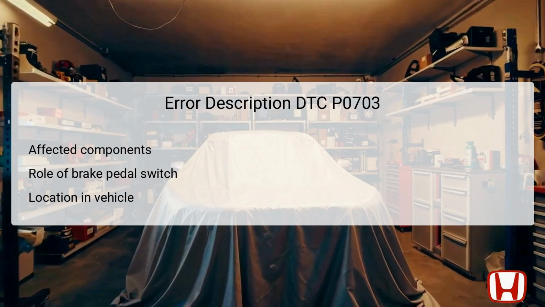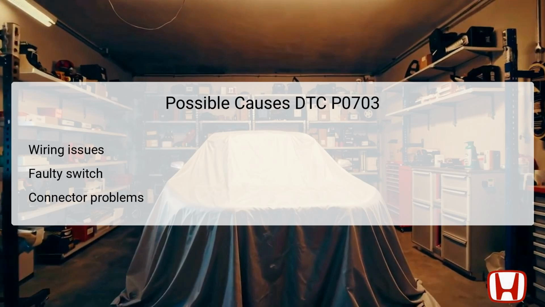Regular observations of this switch can help in early identification of issues before they escalate, ensuring better vehicle performance and safety. Several factors can lead to the DTC P0703 being triggered. First, wiring issues may arise, such as short circuits or open wires affecting the signal transmission from the brake pedal position switch to the PCM.